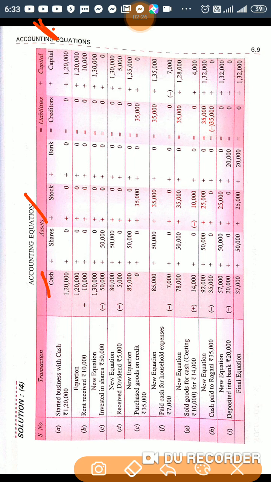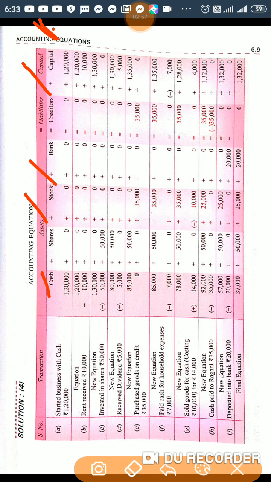Purchase goods on credit, two things are involved: stock is involved and creditor is involved, so write down stock and creditors on the liability side. Now next is paid cash for household expenses. Household expenses, I have told you, it's drawings. So cash is involved, cash is decreasing, cash is already mentioned here, and drawings, that is decrease in capital, is already mentioned.